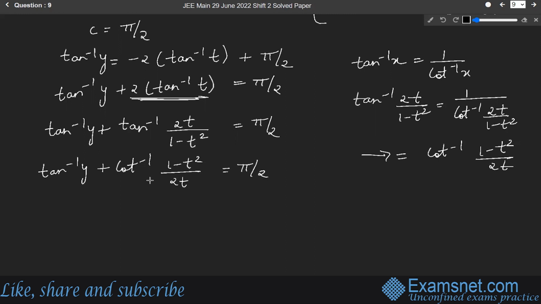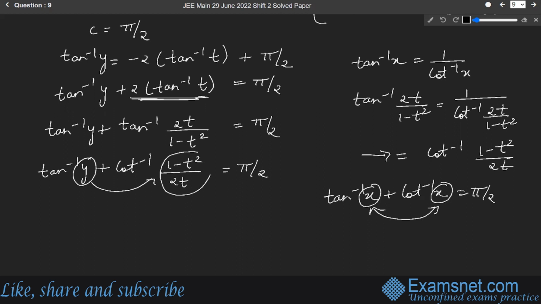Now we know one more concept, that tan inverse x plus cot inverse x is equal to pi by 2. But this expression is equal to pi by 2 when the input inside the tan inverse is equal to the input inside the cot inverse, means x is equal to x. Here we are getting tan inverse y plus cot inverse 1 minus t square upon 2t is equal to pi by 2. Since this value is pi by 2, the input of tan inverse is equal to the input of cot inverse. So from here we can say that y is equal to 1 minus t square upon 2t. Okay, now we have the value of y in terms of t. y is equal to 1 minus t square upon 2t, right?